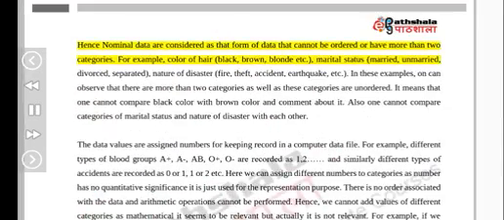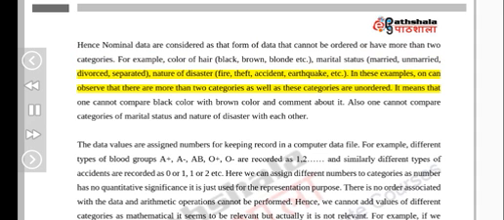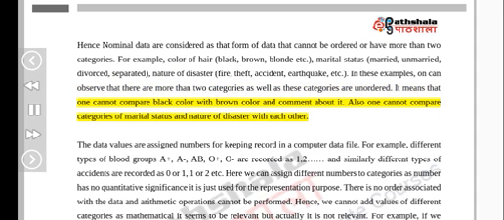Hence, nominal data are considered as that form of data that cannot be ordered or have more than 2 categories. For example, color of hair: black, brown, blonde, etc.; marital status: married, unmarried, divorced, separated; nature of disaster: fire, theft, accident, earthquake, etc. In these examples, one can observe that there are more than 2 categories, and these categories are unordered. It means that one cannot compare black color with brown color and comment about it. Also, one cannot compare categories of marital status and nature of disaster with each other.